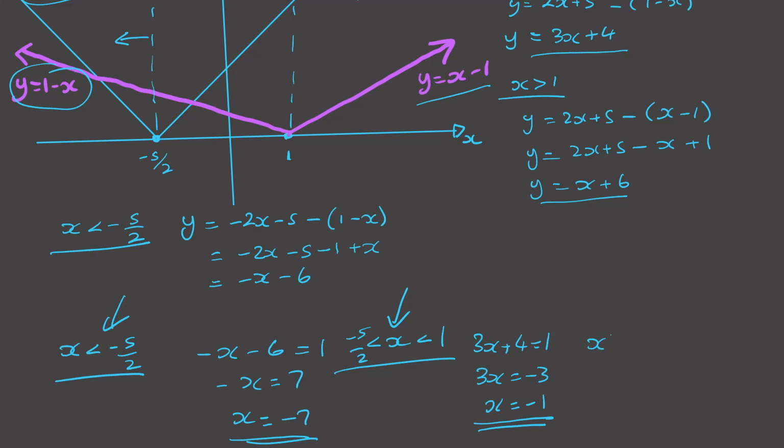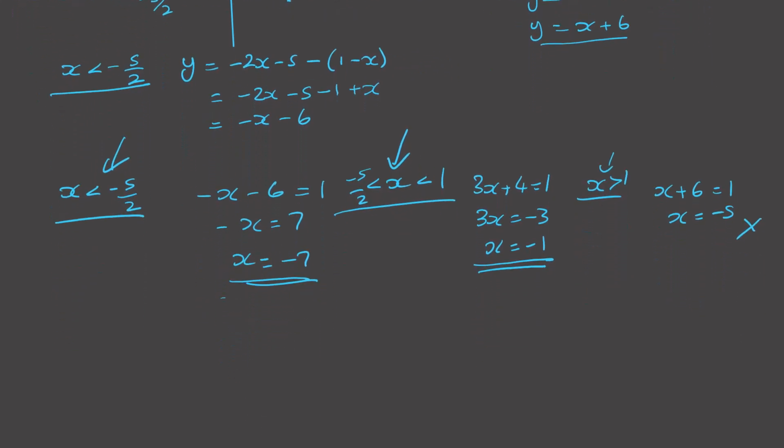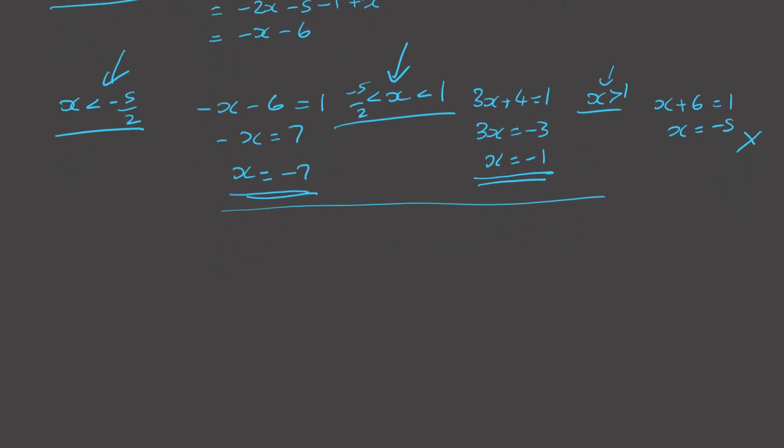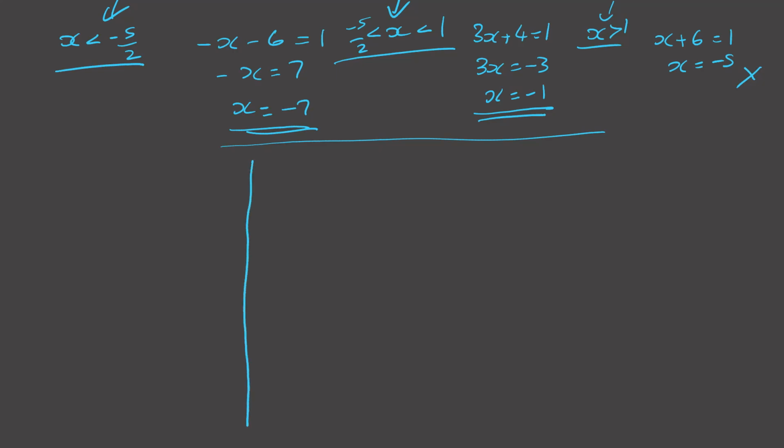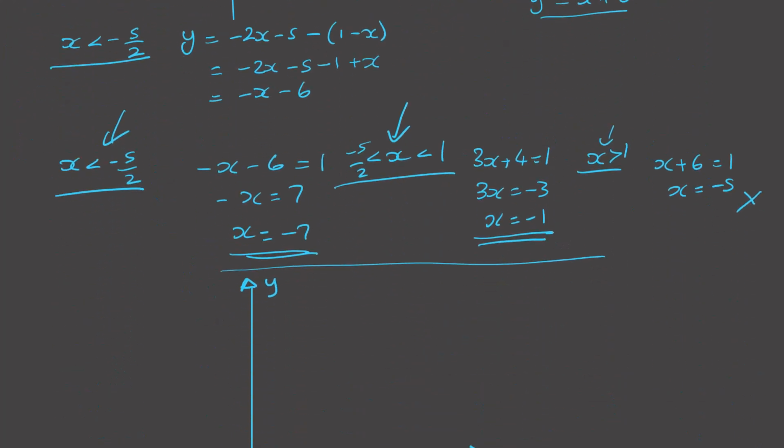But when we look at the x is more than 1 region, if we do x + 6 equal to 1, that gives me x equals negative 5. That's not valid because negative 5 is not in the region that's greater than 1. Anyway, let's try and sketch this situation, and we'll come back and look at these things that I found here, and that will show you that we don't actually need to do this final sketch. I'd like to do the sketch though so that we can see what's going on here, and what a strange looking thing we get with this |2x + 5| - |1 - x|.